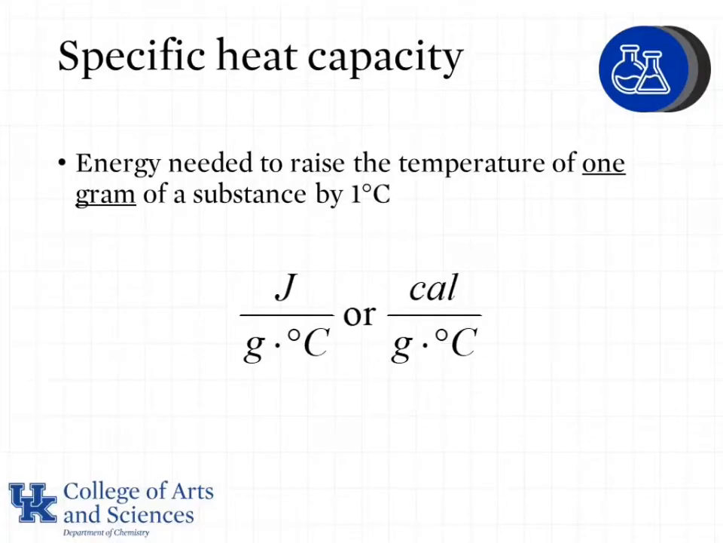The two most common units we see this in are joules per gram degree Celsius or calories per gram degree Celsius. Remember that joule and calorie are both units of energy, so either of these are reasonable units for the specific heat capacity.